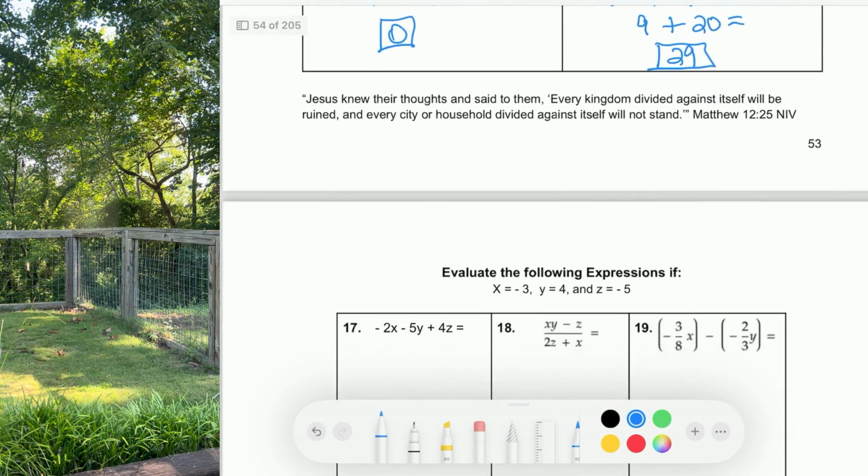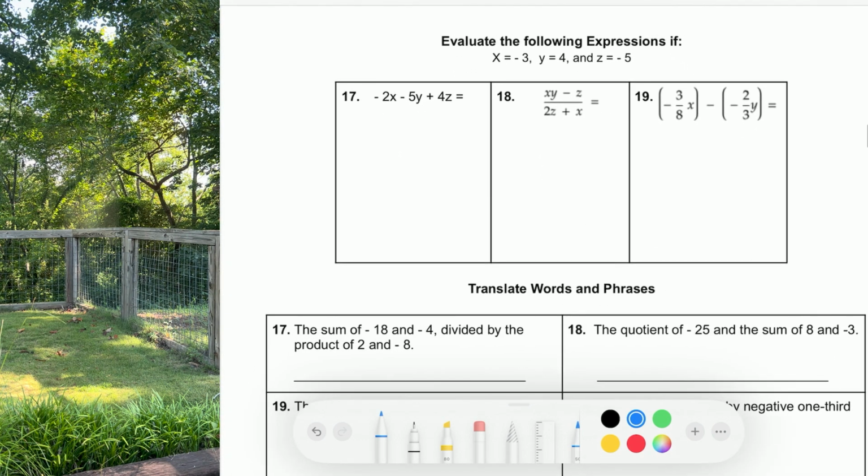Now let's evaluate some expressions. So remember, when you evaluate the following expression, you're going to plug these values in for those variables. These are their true identities. The variable is just their disguise. So whenever we plug them in, make sure you plug them in with parentheses. So -2, our x value is -3, so times -3. Our y value is 4, so times 4. And then plus 4, our z value is times -5.